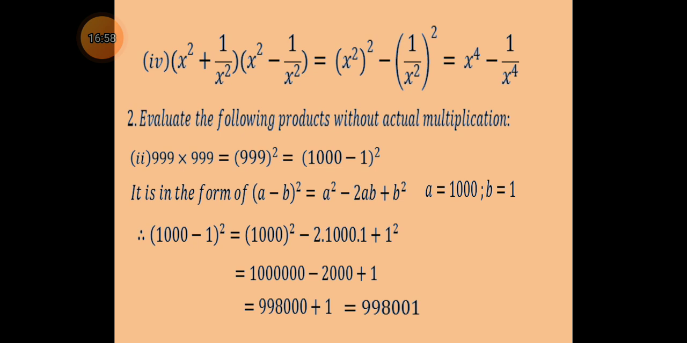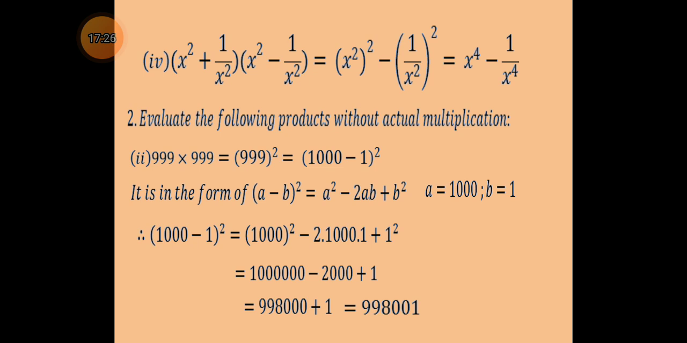I am starting the second problem. Here also 999 into 999. No need of doing the formal multiplication. You have to identify it is in which form. You can write it as an identity and then you have to do it easily using an identity. So 999 multiplied twice means whole square. 999 is 1 less than 1000.